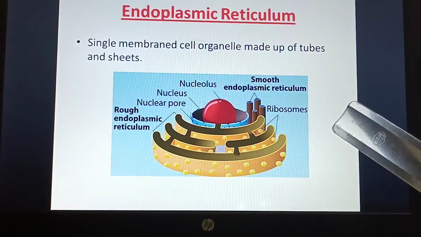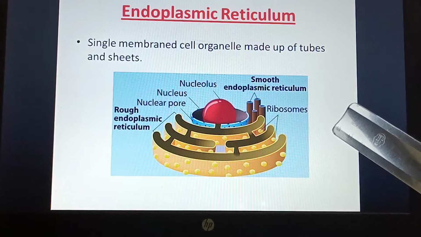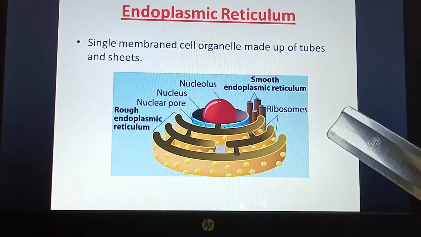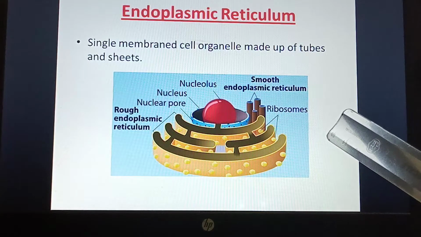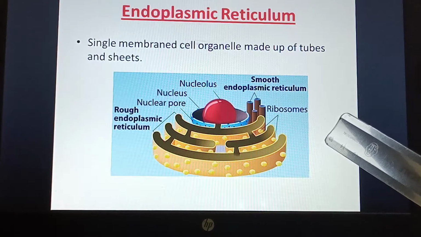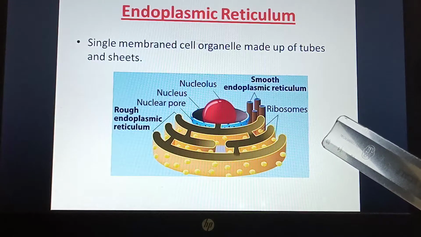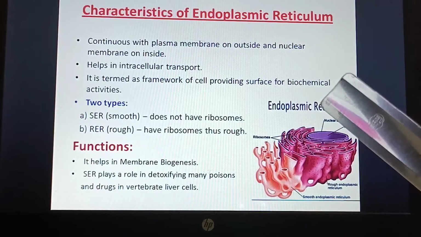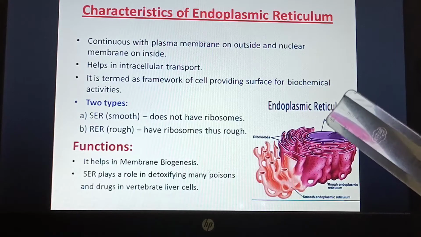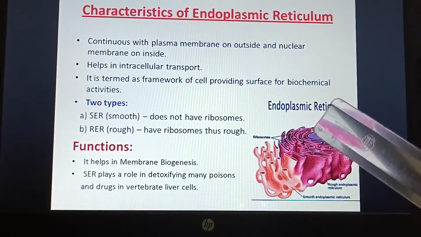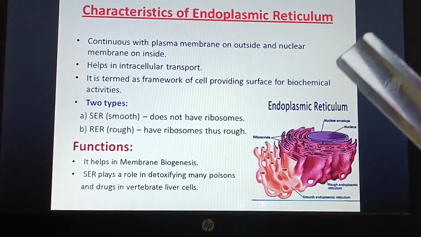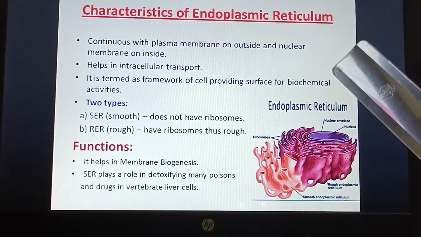Now, in the previous videos you have seen the lipid and protein, isn't it? That is lipoprotein. So it is in the cell membrane. So endoplasmic reticulum makes the cell membrane. The cell membrane is made up of lipoproteins. Now if you see the characteristics, on the outside it is continuous with the plasma membrane, and with the nuclear membrane on the inside. That means it is attached to the plasma membrane as well as the nucleus.